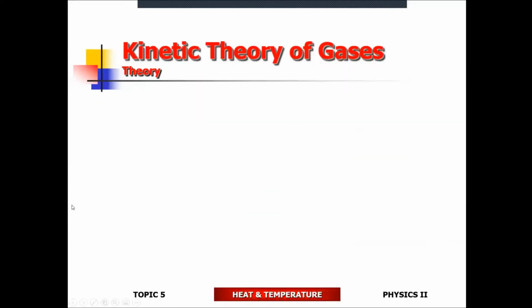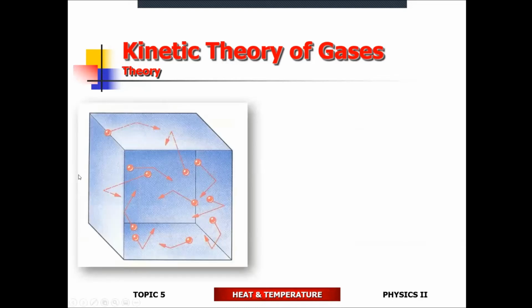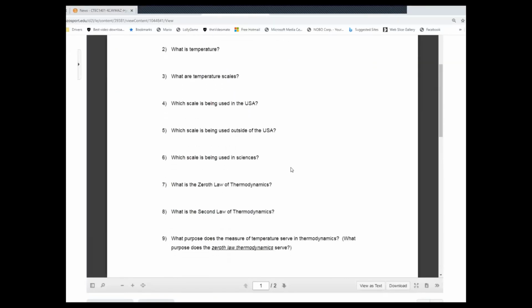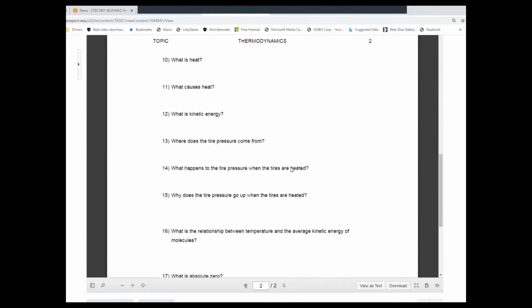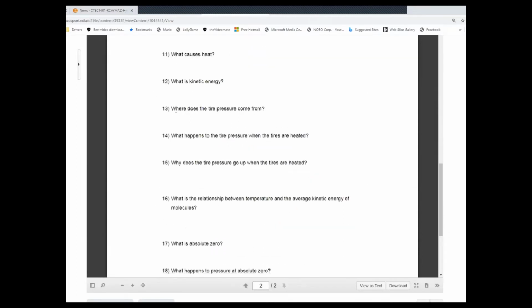In sciences, though, we use the Kelvin temperature scale. All right, so let's talk about the Kelvin temperature scale. Let me build on it after this one. Let's talk about the tire pressure. Where do you get the tire pressure from? Obviously, you get the tire pressure from the air inside the tire, right?